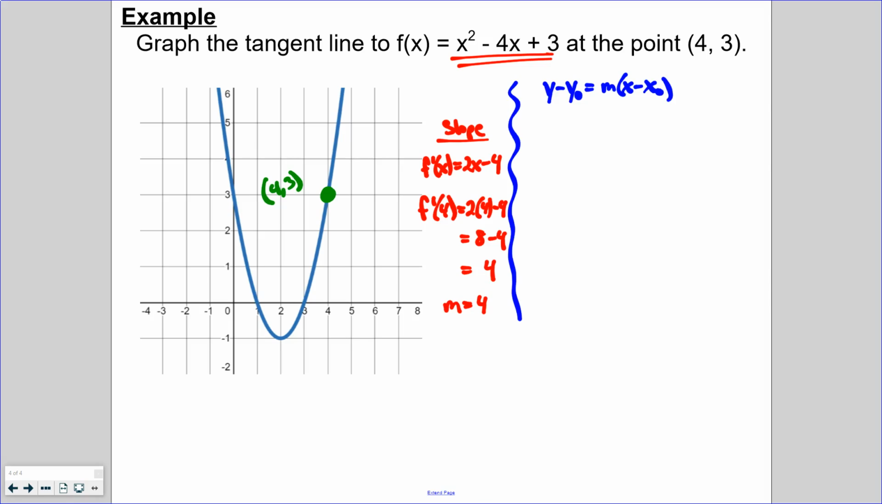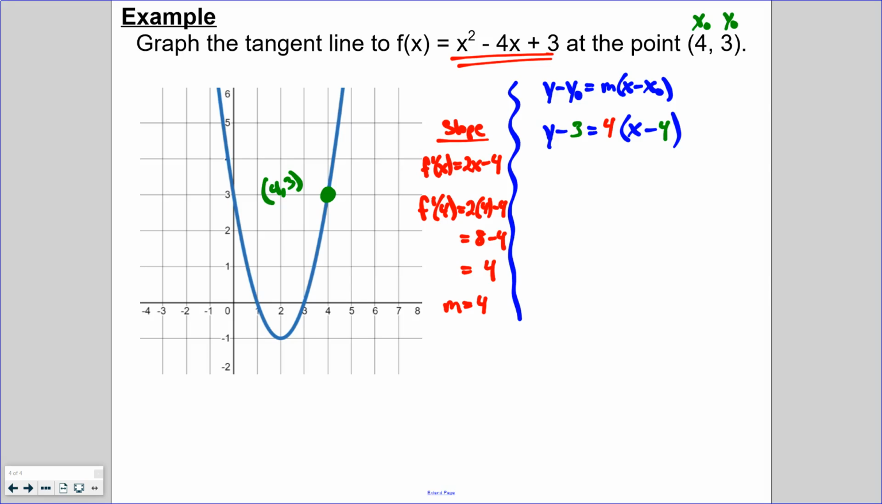Now next up, we need to find the point, but fortunately, the question gives us the point. We know x sub 0 is going to be 4, y sub 0 is going to be 3. So now we can just plug it into our equation. So y minus 3 is equal to our slope of 4 times x minus 4.